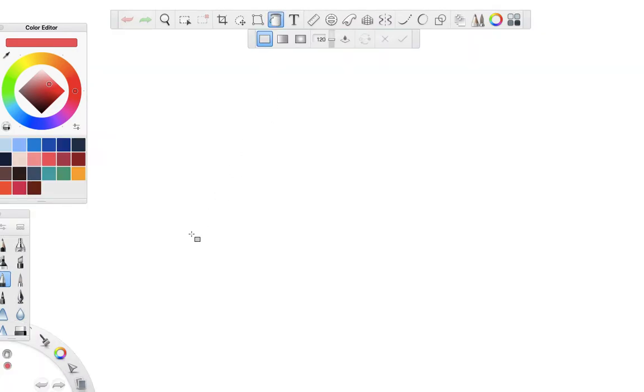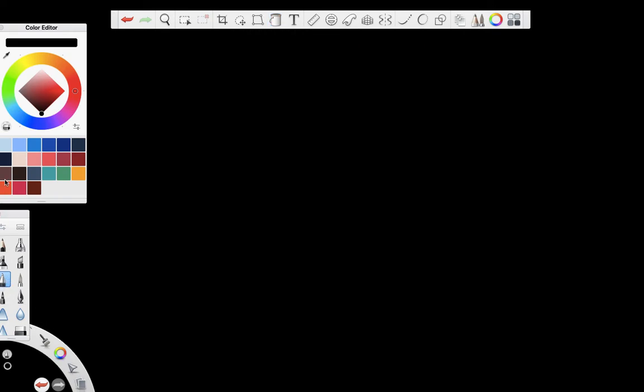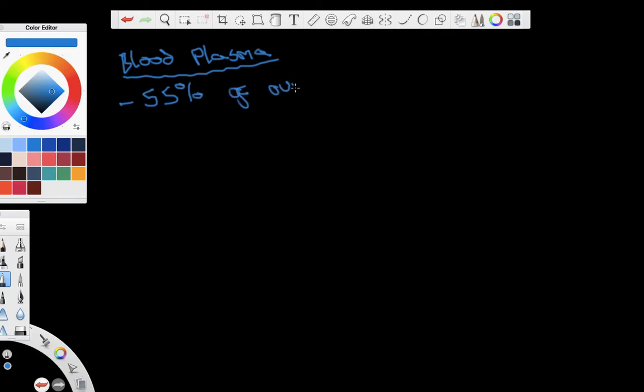So if we can just make our screen black again so that it's easier to see and draw. The first one I want to go through relatively quickly. We're going to be talking about blood plasma. Okay? Blood plasma. Now, blood plasma, as we just said, it makes up 55% of the blood. So the blood plasma is 55% of our blood.